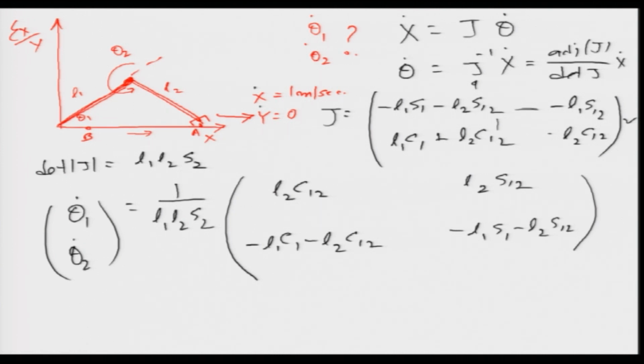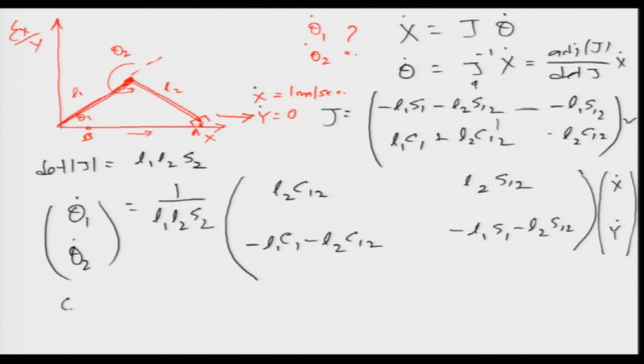So, we have got our adjoint matrix, which is given by this matrix, and on my other side, if I write in matrix form again, this is my x dot and y dot. Now, what are we given? We are given that x dot is equal to 1 meter per second and y dot is equal to 0.